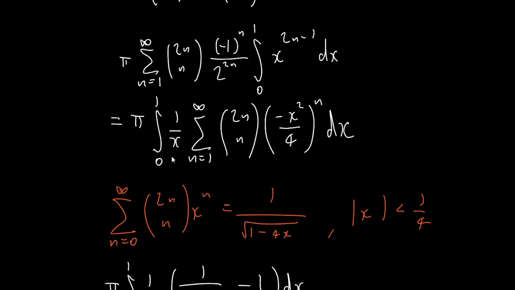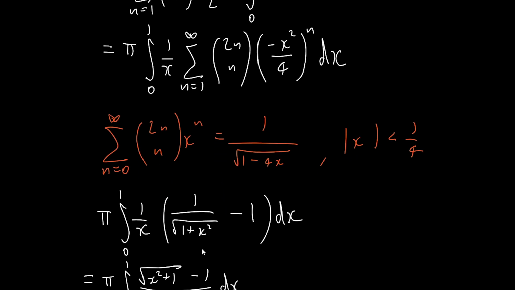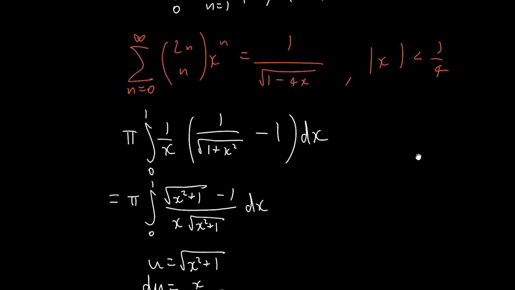Now we can see here that we're integrating between 0 and 1, and we have minus x squared over 4, so this condition is going to be satisfied. So now we can write this sum as just 1 over square root 1 plus x squared, minus 1. And the reason why we have minus 1 is because this sum is from n equals 0 and this one is just from n equals 1, so we have to include that term back in as well.